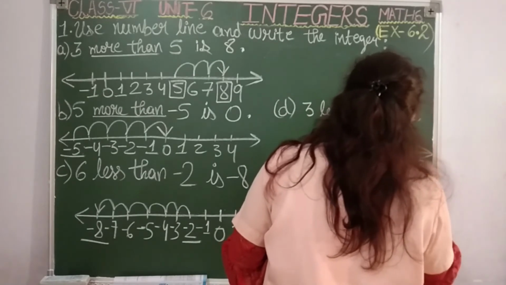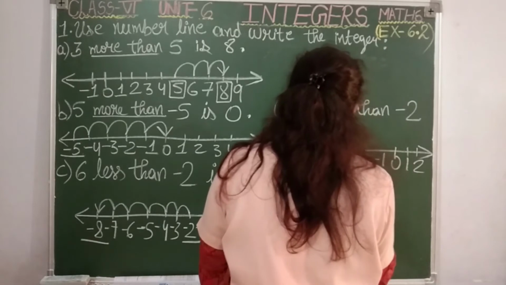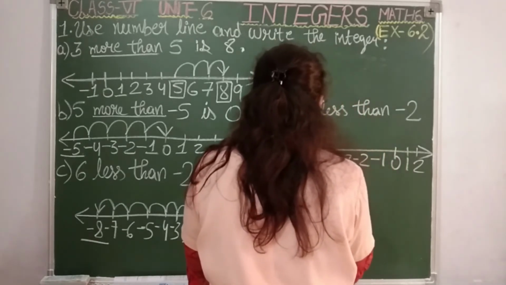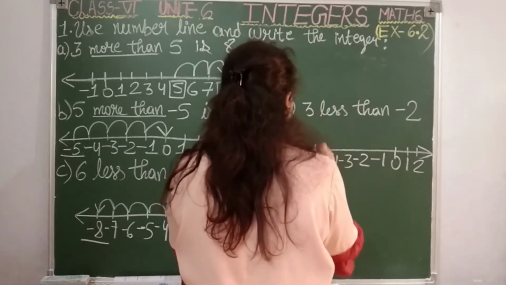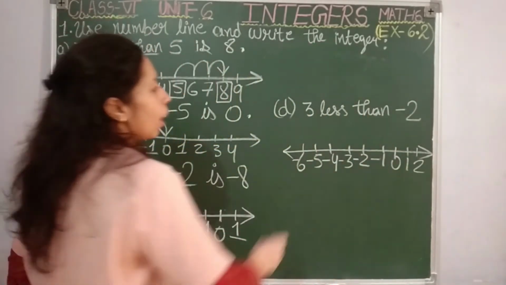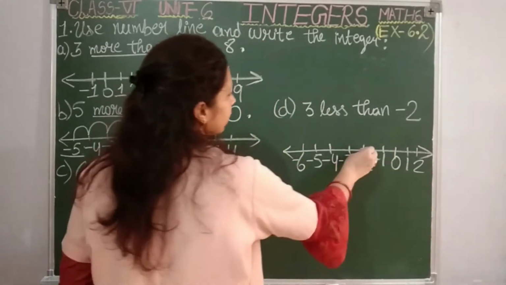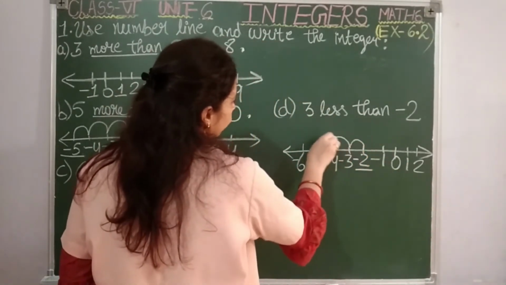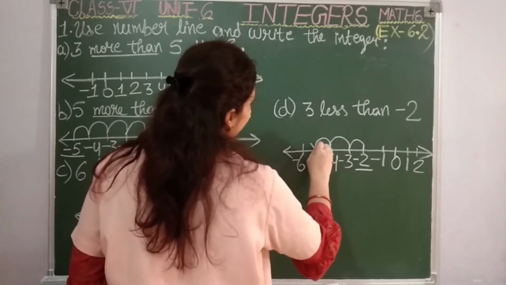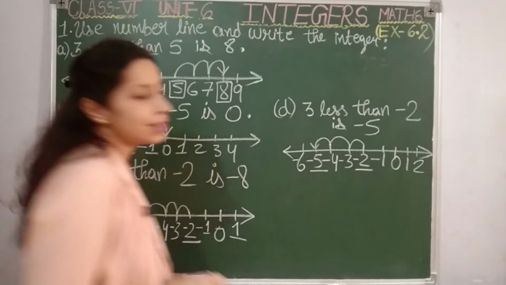0, 1, 2, minus 1, minus 2, minus 3, minus 4, minus 5, minus 6. Up to minus 6 I have marked on the number line, students. Now 3 less than minus 2 means you have to start from minus 2. You have to take 3 steps back. 1, 2, 3. Where are we reaching? We are reaching at minus 5. So here I will write 3 less than minus 2 is minus 5.